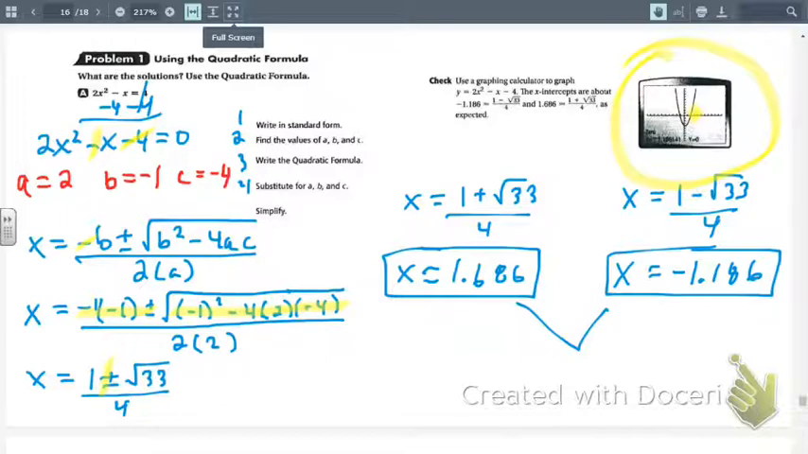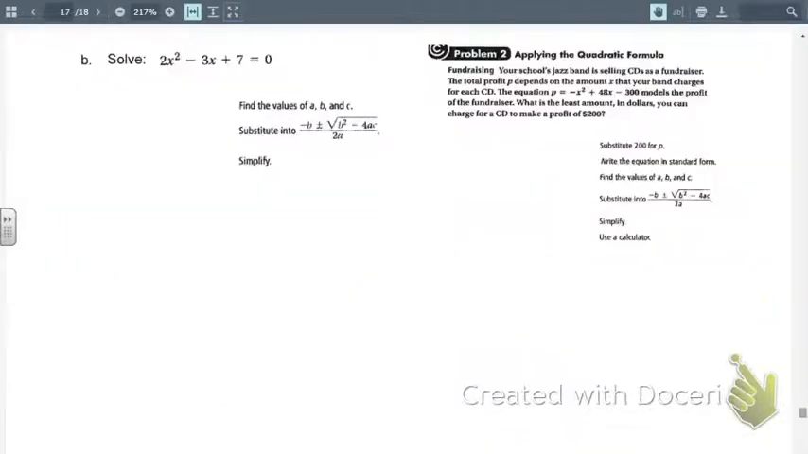Alright, let's go to the next one. For B, solve 2x squared minus 3x plus 7 equals 0. So the first step is to make sure that it's in standard form.